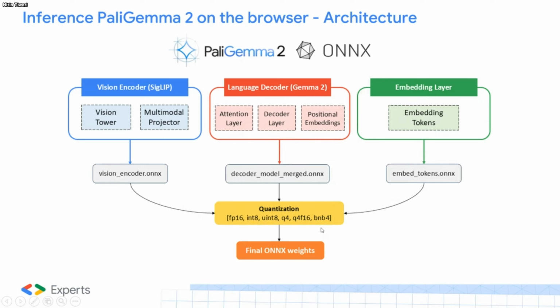I'll not explain everything right now, but the overall task of this particular layer or step in this whole architecture is that it will reduce the size of the model without much degradation in accuracy. So after quantization, we'll get the final ONNX weights, which can be readily used in your application. We'll be using this orange thing for inferencing. I've already done the quantization and the conversion of the model weights.